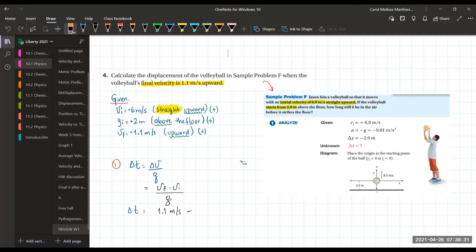So you can consider a straight path to be at an angle of 90 degrees. Okay? So that's what it means. Take a look.